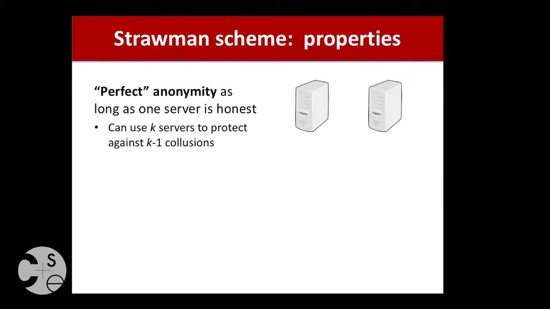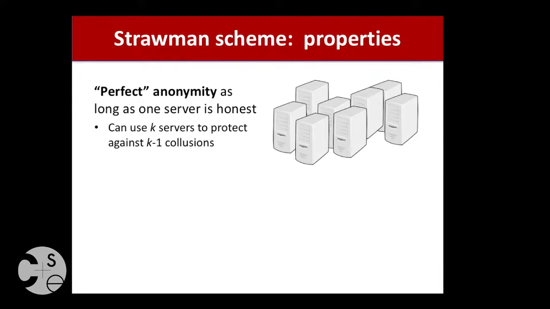In fact, if you don't like the idea of two servers, right? Maybe you're worried that these two servers might collude. You can actually blow it up to k servers, and as long as one of the servers does not collude with the other k-1, you'll have anonymity as well. Yes, it's a pretty strong anonymity guarantee. So that's one property that's nice to have.